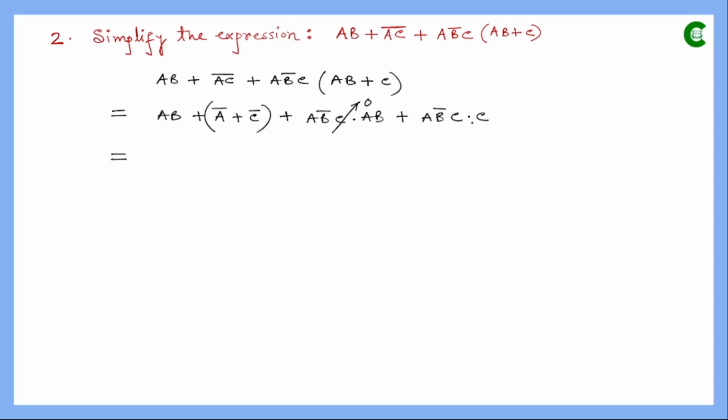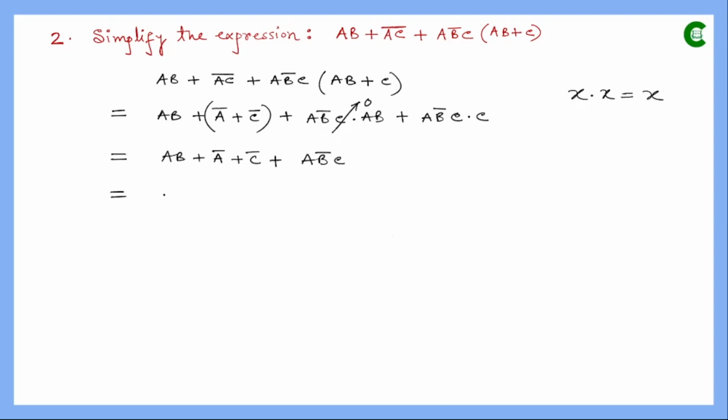And again in the fourth term, we have double occurrence of this Boolean variable C. We know that if we perform AND operation between the same Boolean variable X, then the final result of that AND operation will be the same variable only. So here the first term will be AB, then we will have A complement or A bar, then C bar, then we will have A, B bar, and then C only.